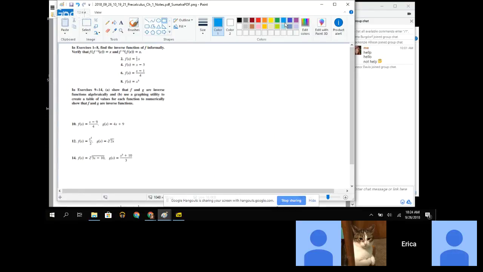All right, let's do some color coding here. We're going to do number 10. Let me move my computer so maybe I can write a little better. Number 10 is f of x equals x minus 9 divided by 4, and g of x equals 4x plus 9. We want to show that they are inverse functions algebraically.